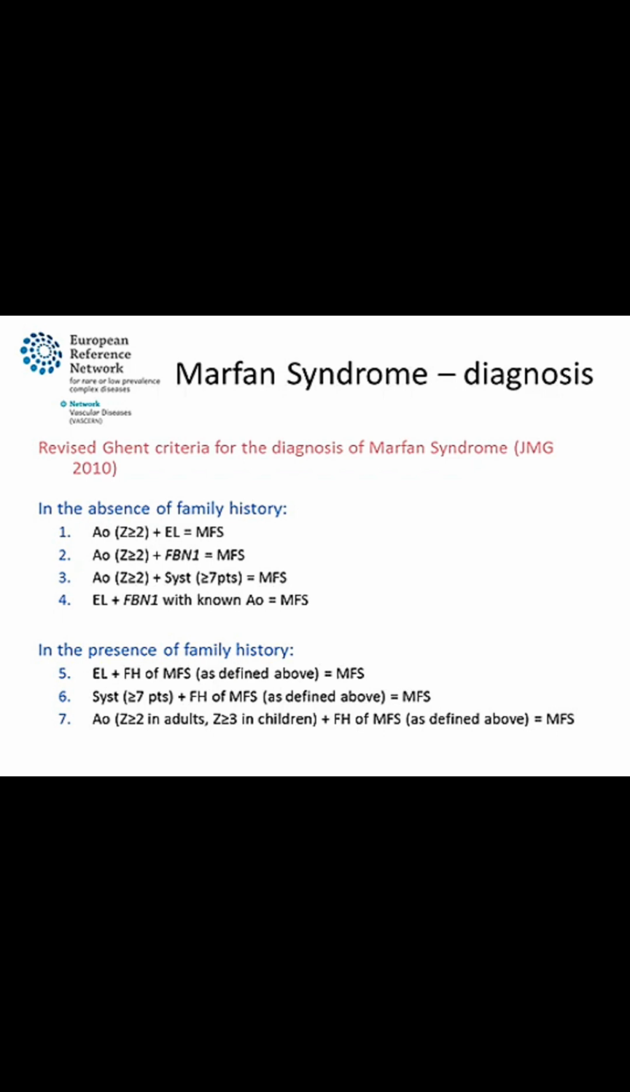In the presence of a family history, rules are slightly different and slightly milder, where ectopia lentis and a family history of Marfan syndrome, or a systemic score above 7 points and a family history of Marfan syndrome, or aortic root dilatation and a family history of Marfan syndrome are enough to establish the diagnosis.